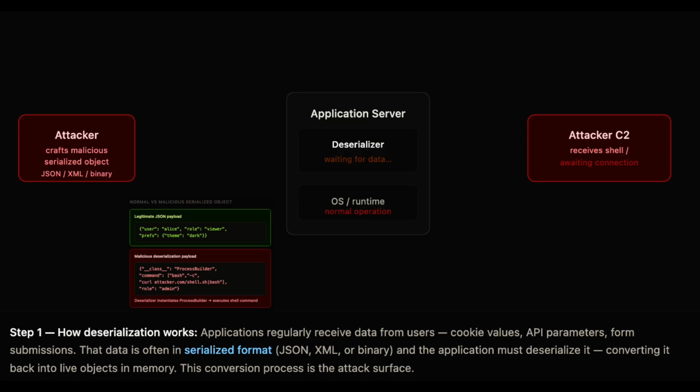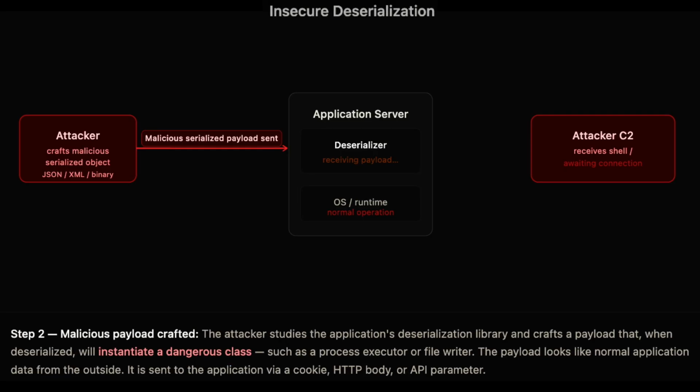This can lead to remote code execution, the most severe vulnerability category. The attacker studies the application's deserialization library and crafts a payload that, when deserialized, will instantiate a dangerous class, such as a process executor or file writer. The payload looks like normal application data from the outside. It is sent to the application via a cookie, HTTP body, or API parameter.